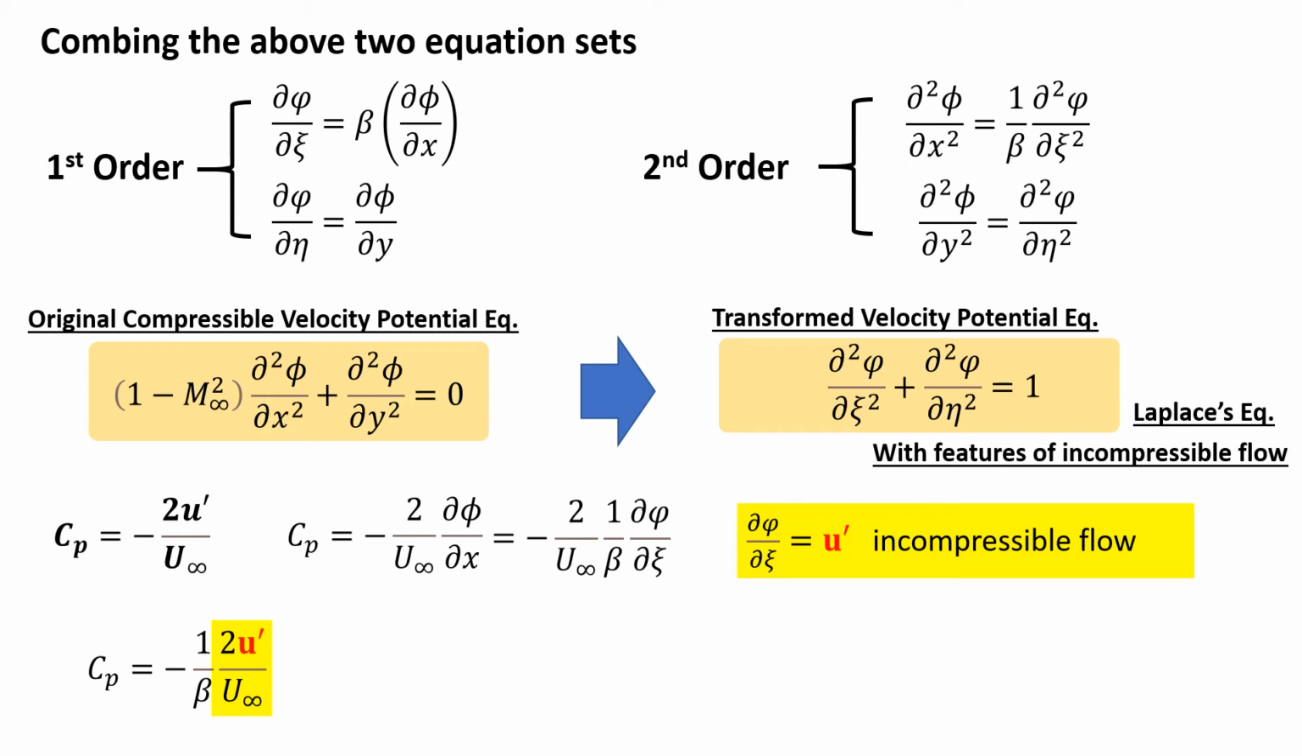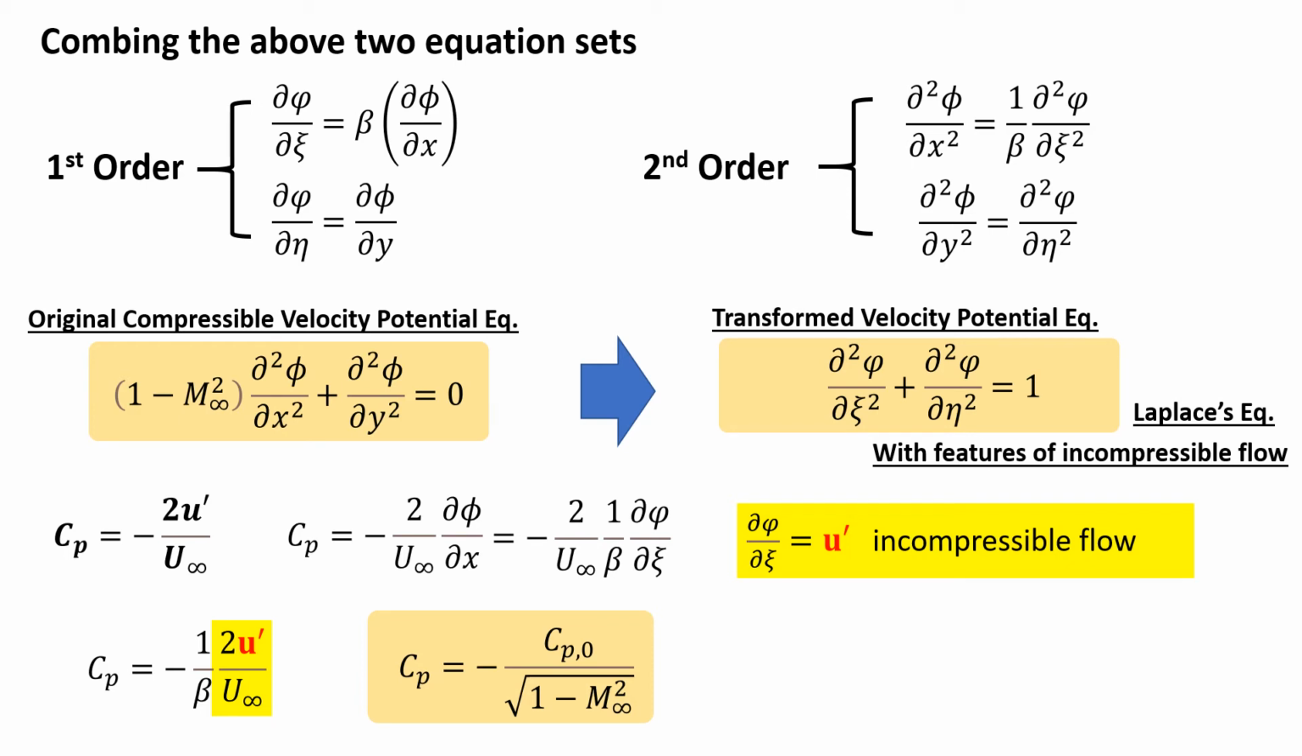And now the twice u prime divided by u infinity is highlighted, and that's actually the pressure coefficient in the incompressible flow. So now we can find the relation between the Cp and the Cp0. Cp is the pressure coefficient in the compressible flow, which is at Mach number M infinity, and Cp0 is the pressure coefficient at the same location, but for the incompressible flow. So that's a relation. So why is it useful?